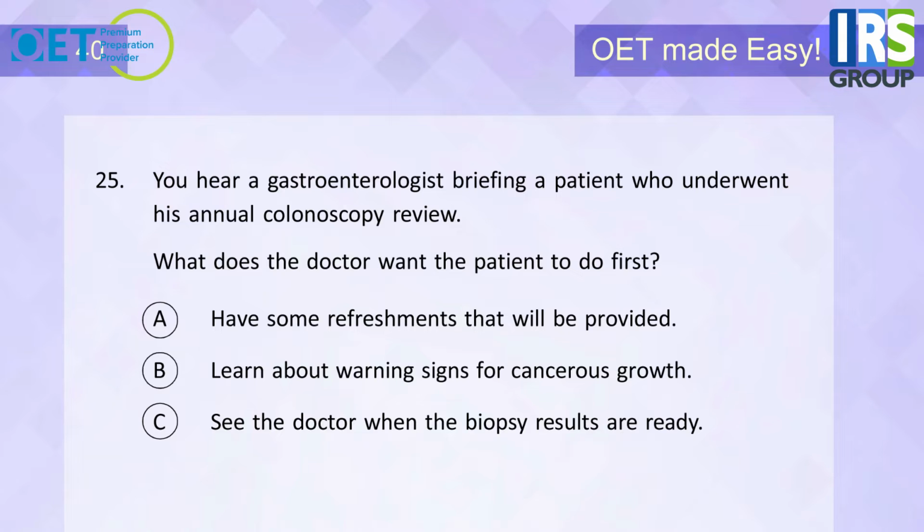So anyway, I'll read the options as well. Option A, have some refreshments that will be provided. Option B, learn about warning signs for cancerous growth. Option C, see the doctor when the biopsy results are ready. Now, I want you to think of the skill required, and if you have come across the skill, that's brilliant. If not, try to analyze what is the skill. Is it a specific detail, or is it something else?